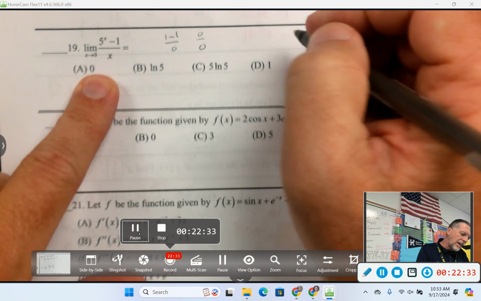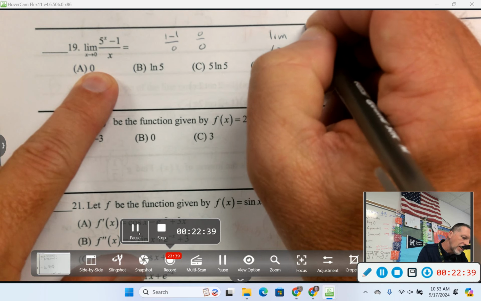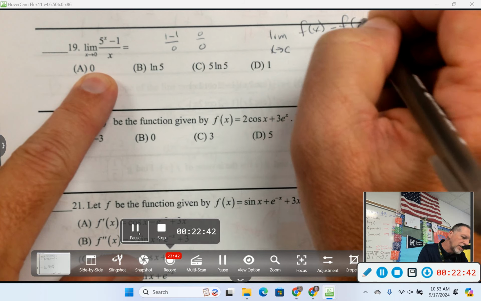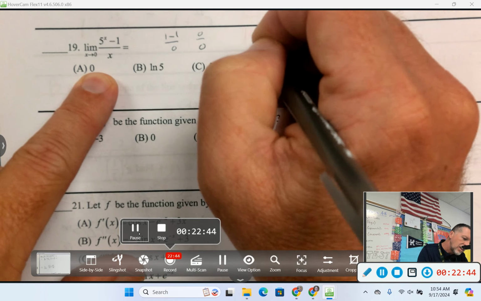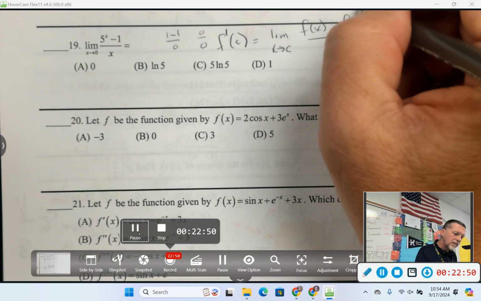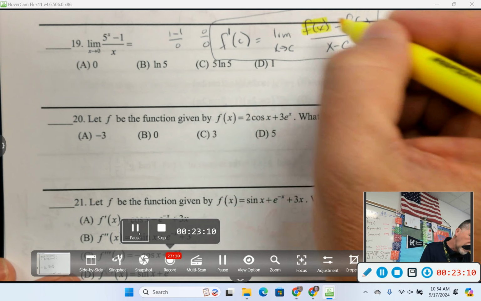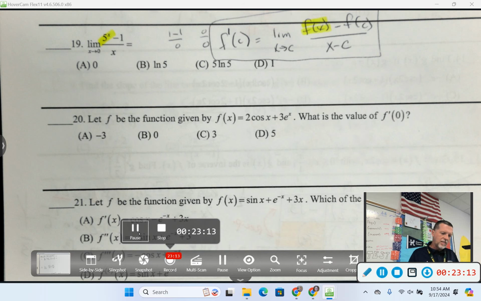So what I think I have to do for this one is maybe remember the definition of a derivative, the alternative form of the definition of a derivative is that. And so maybe if I piece together who's what, I can take a derivative rather than taking a limit. So let's see if we can match up the pieces here. F of x looks like it's 5 to the x.